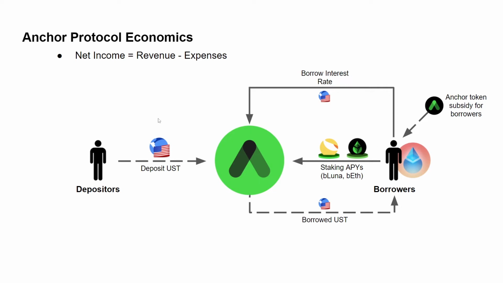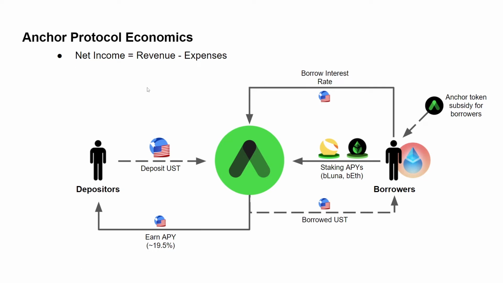Moving on to expenses. The largest expense by far is the earn APY that gets paid out to depositors at that 19.5%. And if you remember, the total deposits was about 9 billion. So 19.5% of the 9 billion gets paid out to depositors per year. And that's basically all of the revenue and expense sources for this net income equation.